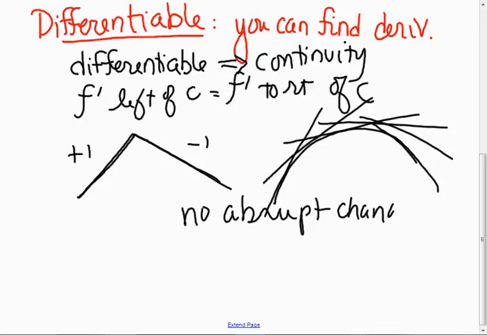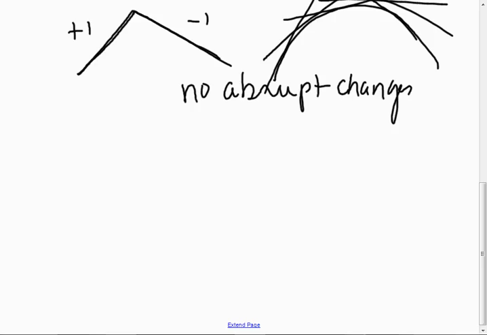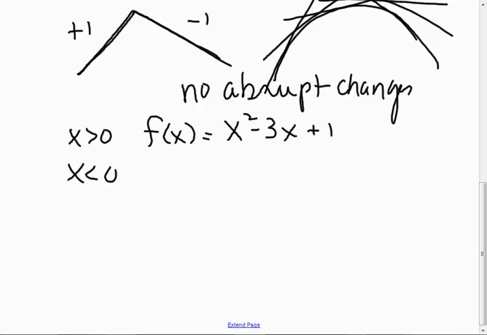So when you know it's differentiable, you know that the two derivatives on each side have to be equal. Do I need to say that again, Sam? If it's differentiable, the derivative on both sides of my c value has to be the same thing. So if I gave you that for x greater than 0, f of x is equal to x squared minus 3x, and for x less than 0, f of x is equal to 2x minus 3.